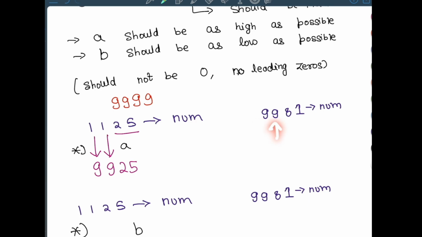Try to focus on the second digit. It is again 9. Then try to focus on the third digit. It is not 9. So instead of replacing this 9 with 9, we can replace some other digit which is not 9, right? But we will try to do it from the left hand side.